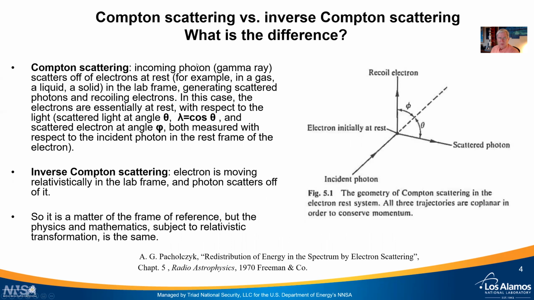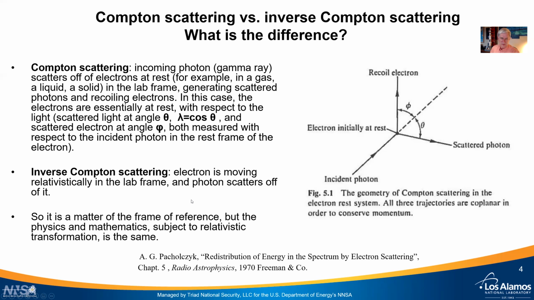Now, you may know about Compton scattering. That's where the incoming photon scatters off electrons at rest. So here's the incident photon, here's a scattered photon and a recoil electron. And this is called Compton scattering. Now, if the electron is moving relativistically in the lab frame, as the case would be for runaway electrons here, then it's called inverse Compton scattering. And then the photon scatters off of it and in fact gets upshifted in energy. So this is a question of your frame of reference.